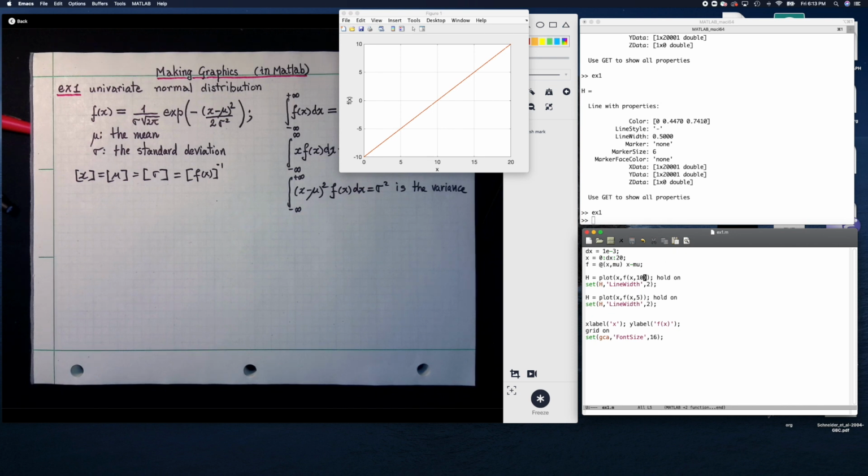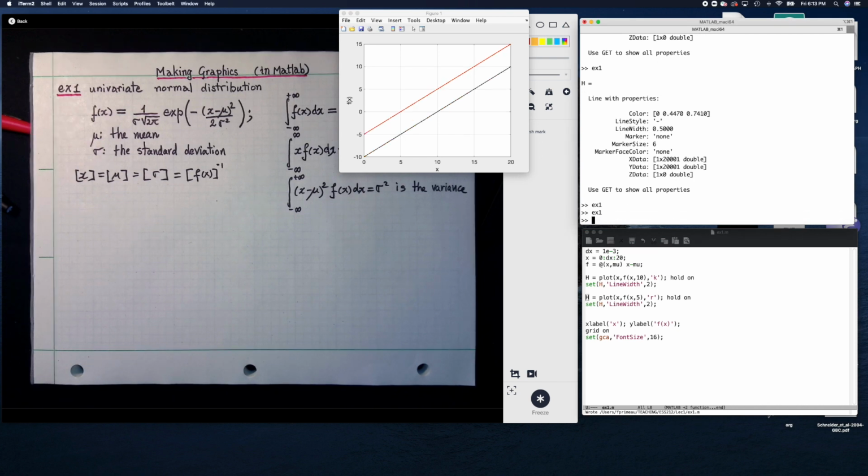and I'll give them color. So the first one will be black, and the second one will be red. So the little K and the R, these are codes to tell MATLAB to use black for the first line and red for the second line.